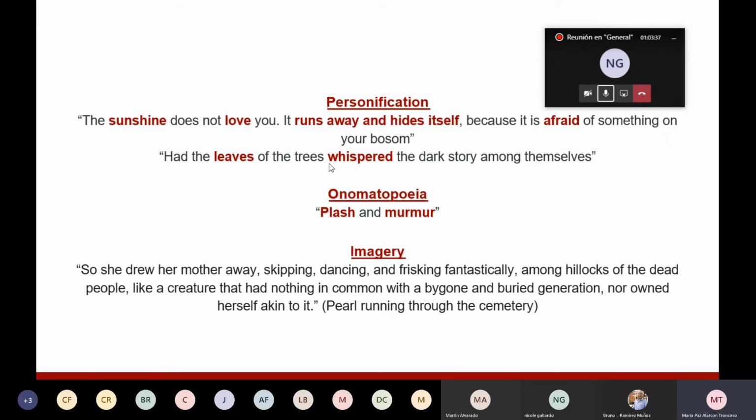The leaves of the trees whispered. Onomatopoeia: plash and murmur. Imagery: so she drew her mother away, skipping, dancing, and frisking fantastically, which is a description for Pearl running through the cemetery.